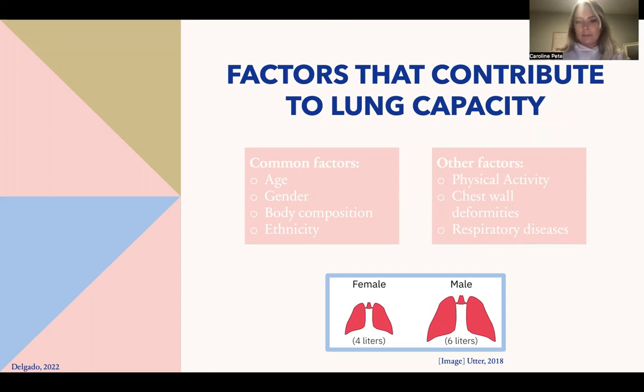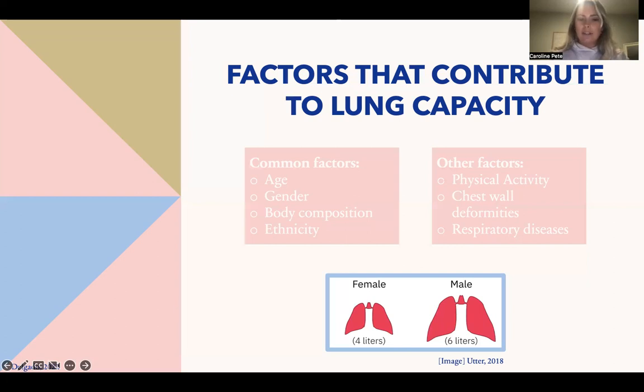So to put it in perspective, you can see this image right here. Females have around 4 liters on average, and males will have around 6 liters. This can be associated with the fact that on average, men are usually bigger than women. Another good example in relation to body composition is that tall individuals have a greater lung capacity than short individuals.